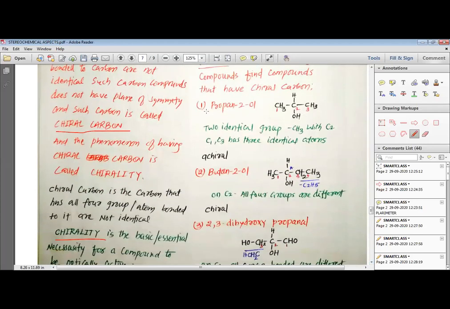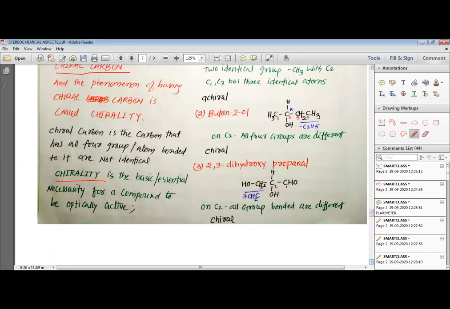So first, propane-2-ol. You can see in propane-2-ol we have three carbons, 1, 2, 3. The second carbon is bonded with hydrogen and alcohol. But you can see that CH3 is repeated. There are two groups of atoms which are identical. So C2 has two identical groups, CH3, whereas C1 has three identical atoms and C3 also has three identical atoms. No carbon is chiral, and that is why the compound is achiral.